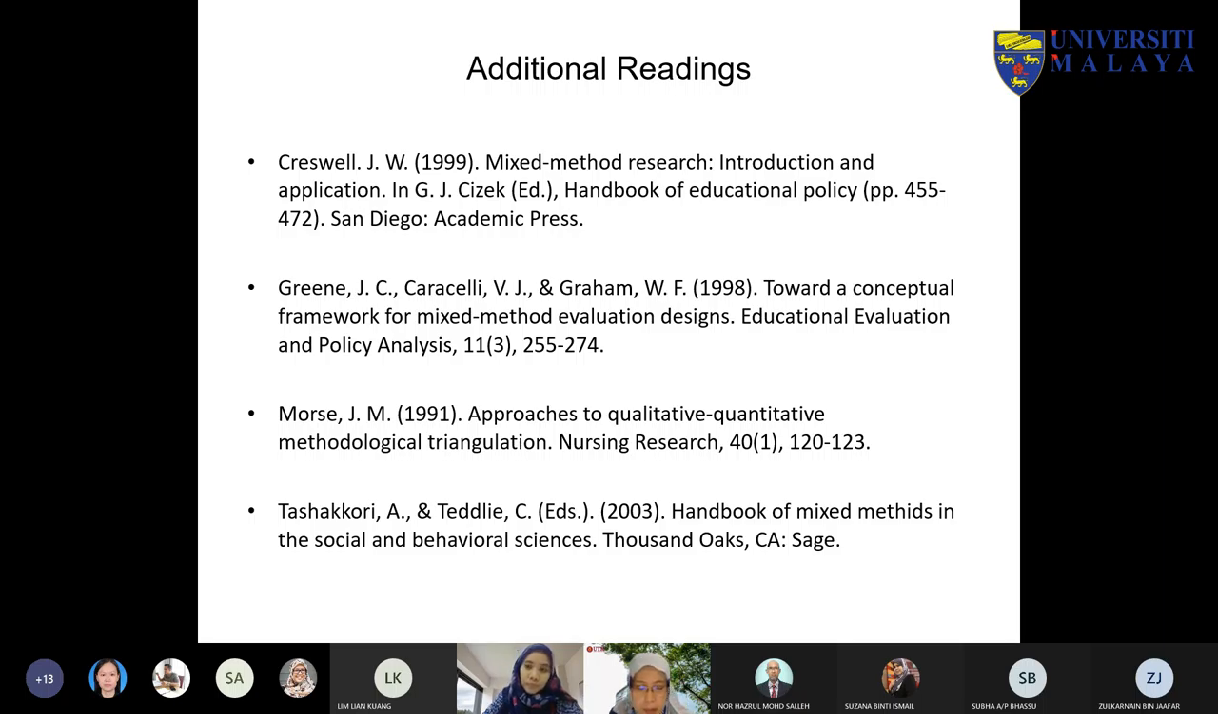Okay, I have one question actually about the translation. If, let's say, I have an objective, quantitative, but then after that the result is not that good. So after I adopt the qualitative, is it considered triangulation? I can't quite catch it because it's breaking up. What is the question?